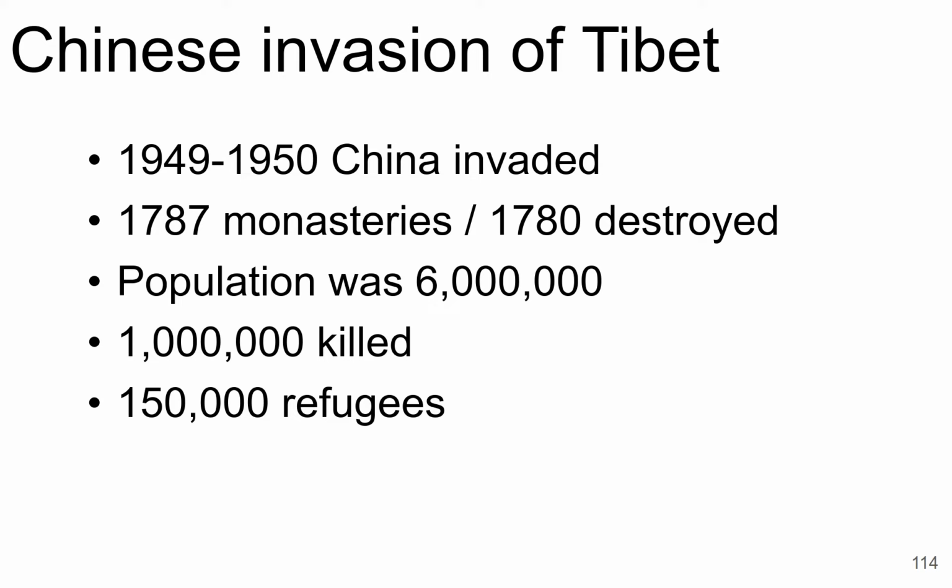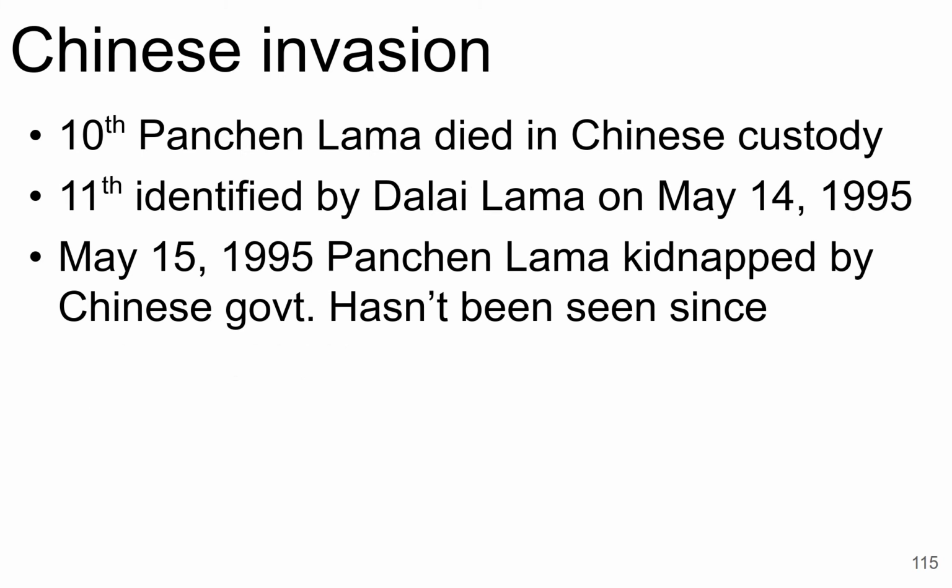Over 150,000 refugees fled Tibet, largely going south into Nepal and India. That's where the Dalai Lama has actually lived since he left Tibet, is in India. One of the aspects of Tibetan Buddhism is there's the Dalai Lama, and then also another important figure called the Panchen Lama. It's a title. And the 10th Panchen Lama died in Chinese custody after making some public comments criticizing Chinese rule in Tibet.